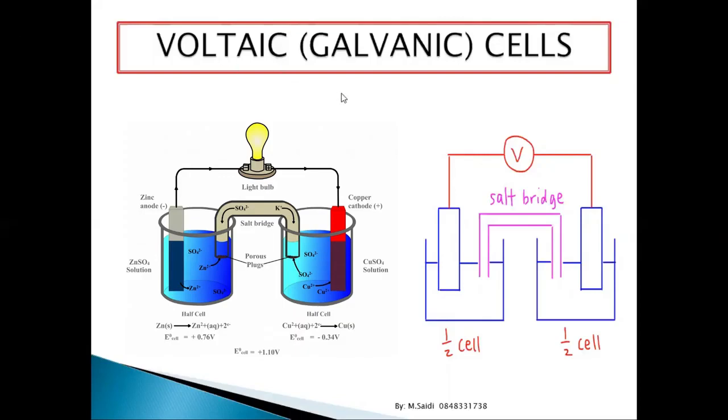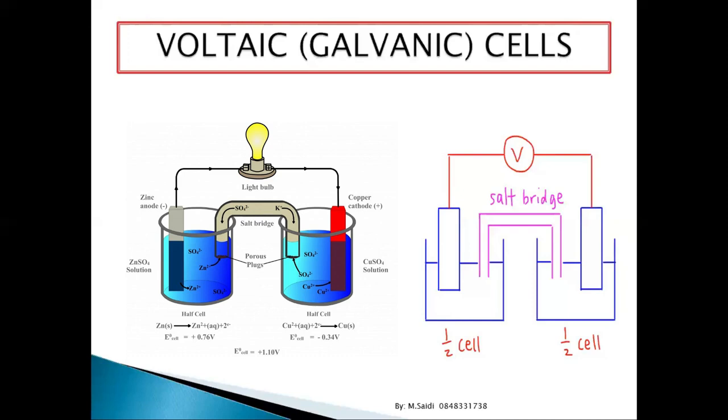Voltaic cells. Last time we talked about electrolytic cells. We say that electrolytic cells require an external battery. If it requires an external battery, it means that they are not spontaneous. They cannot continue on their own. So they have to be with an external battery which can supply energy to them.